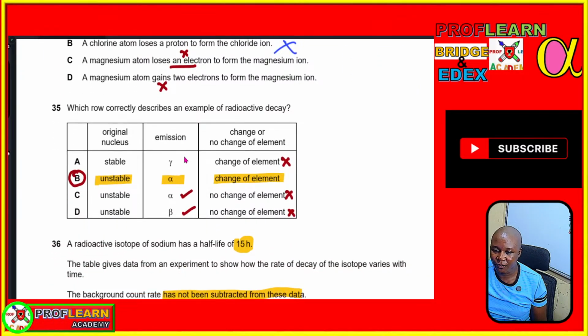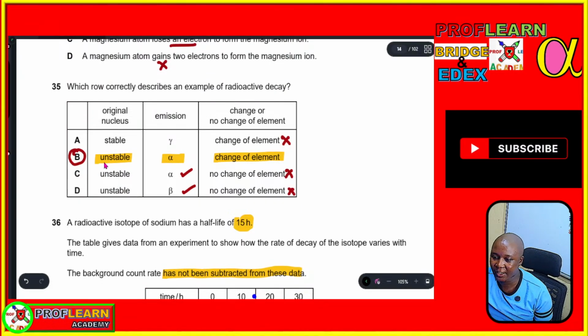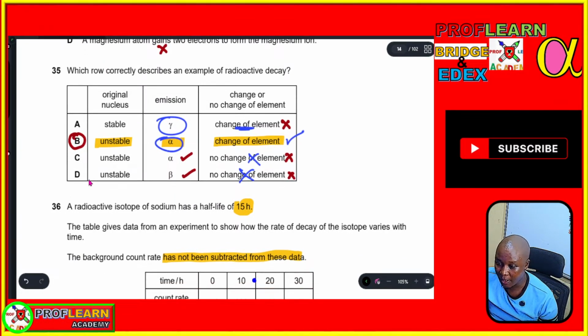Question number 35. Which row correctly describes an example of radioactive decay? This is unstable, losing an alpha, there is a change in element. Stable, that's losing energy, so there's no change in element for gamma. Unstable, no change. This is wrong. There must be a change when it loses alpha. Unstable, no change, so this makes it wrong. So the correct answer is B.